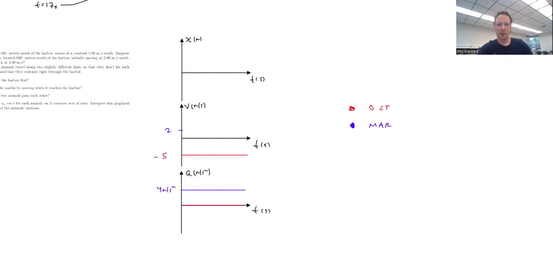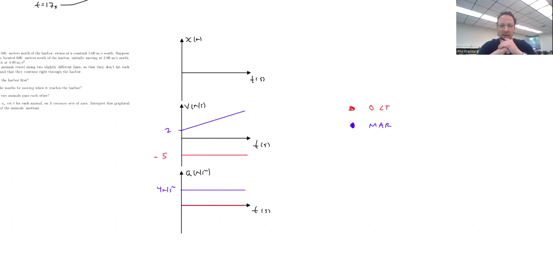Because the acceleration of the Marlin is constant, and the acceleration is the rate at which the velocity changes, a constant acceleration for the Marlin means a constant rate of change for the velocity of the Marlin. And that means a constant slope. Rate of change corresponds to slope when you're graphing something versus time.